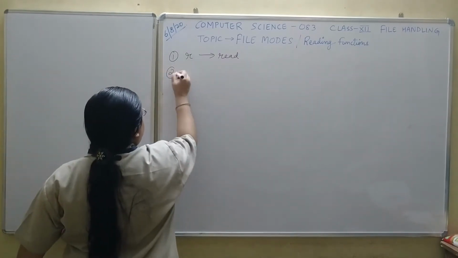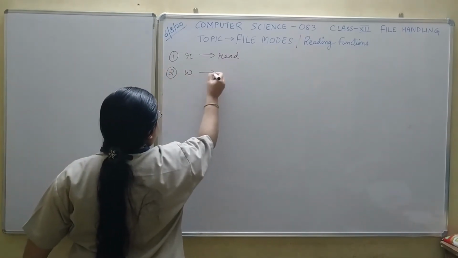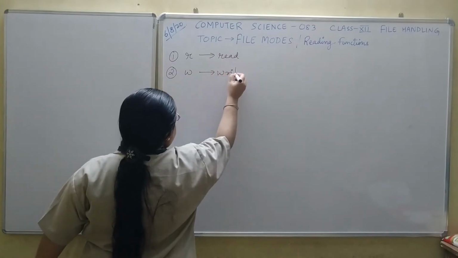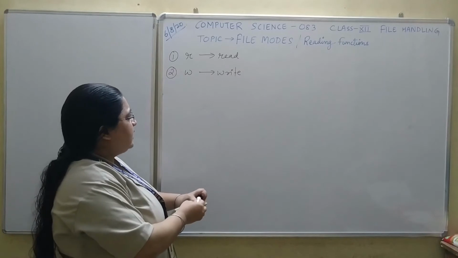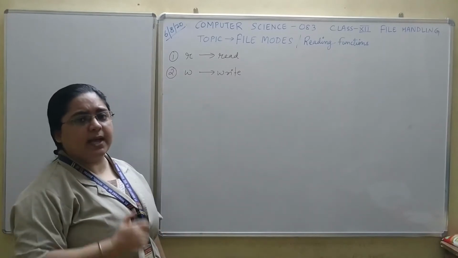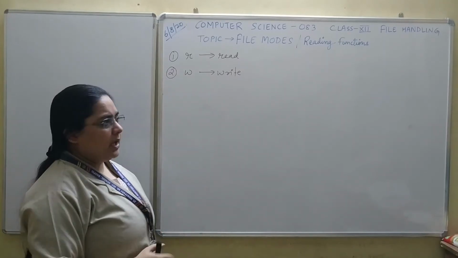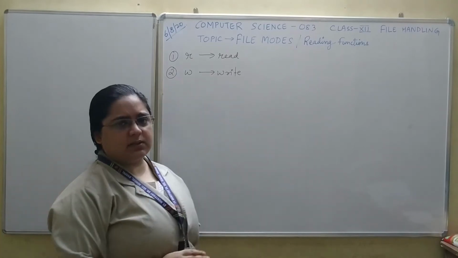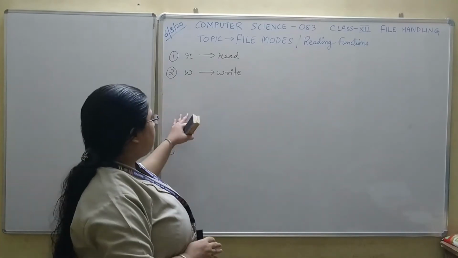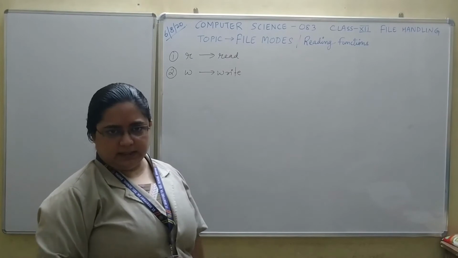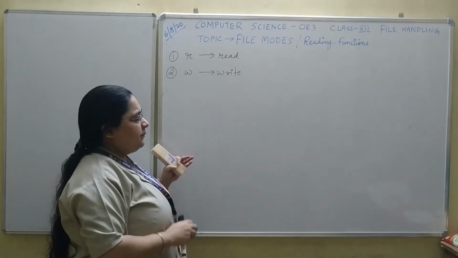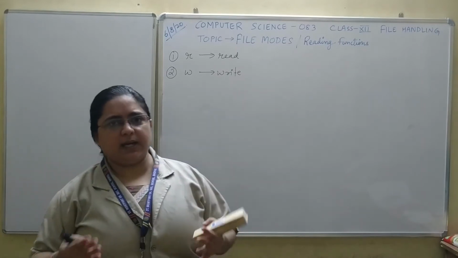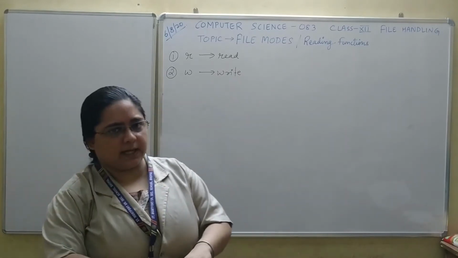Second is the write mode. Now write mode says that it is not necessary for the file to exist on the hard disk. Okay, if the file doesn't exist on the hard disk, write mode will first create the file. It will allocate space on the hard disk for the file. Then whatever you want to write to the file, it will write it onto the file.